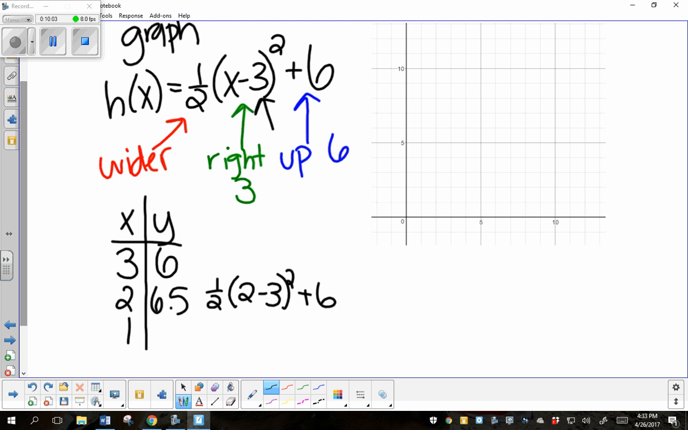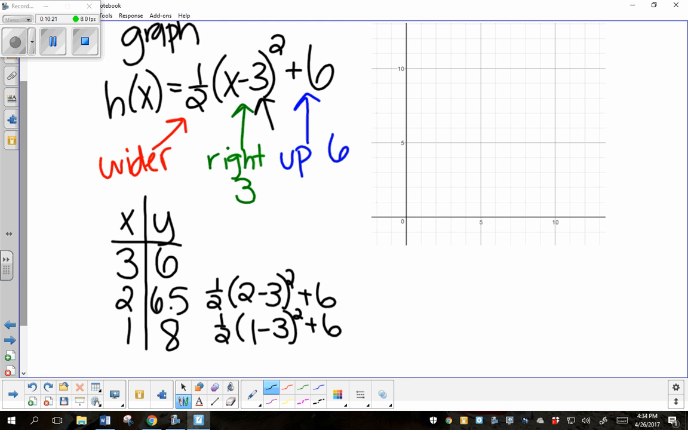Let's plug in the 1. So that means we're doing 1/2 of 1 minus 3 squared plus 6. So let's see, 1 minus 3 is -2. Squaring that, that's 4. Times 1/2, that's 2. Plus 6, that's 8.